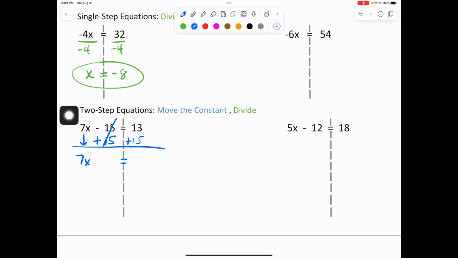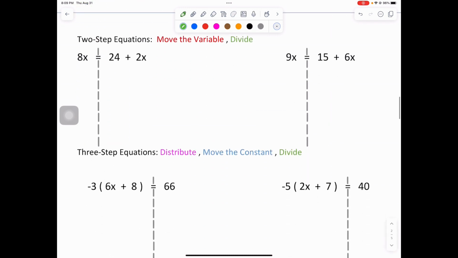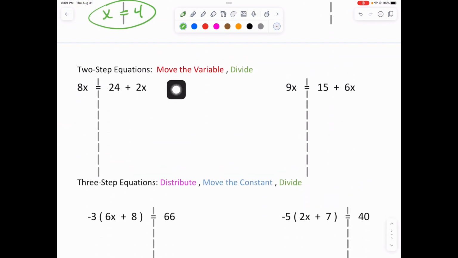When we do 13 plus 15, we get 28, and then we divide by the coefficient of the variable. In this case, it is 7. What we do to one side, we do to the other. X equals 28 divided by 7 is 4. Circle your answer.